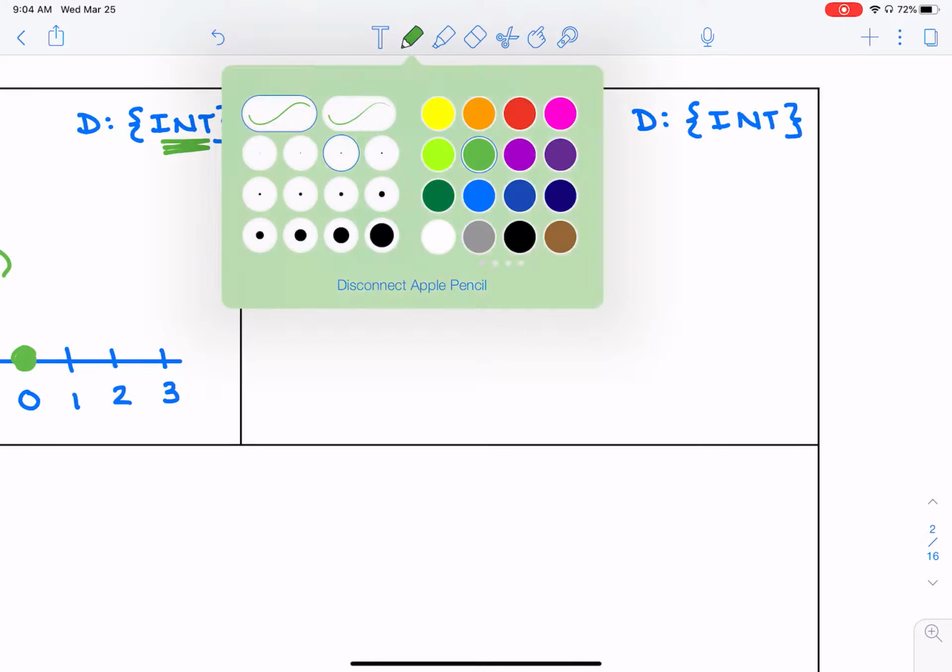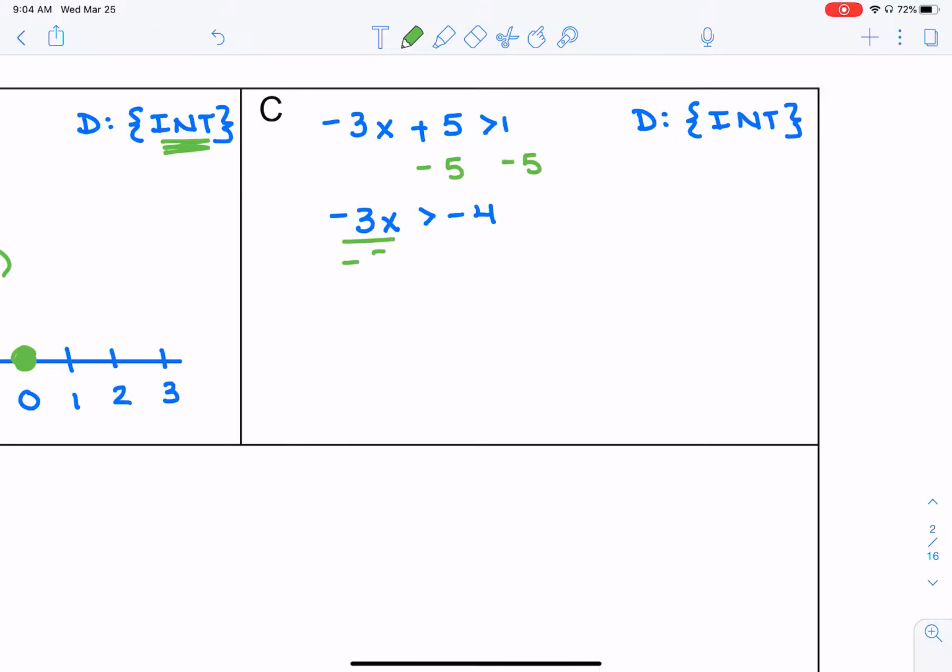Now when I want to get x by itself, I have to divide both sides by a negative 3. On the left side, I have just x. On the right side, I'm going to have 4/3 when I cancel out those negatives. And then because I divided by a negative, I am flipping that sign. So my solution is x is less than 4/3. When I go to graph that, I may want to take a moment to remember 4/3 is actually 1 1/3. If I want to look at it as a mixed number, it might make it easier to graph.